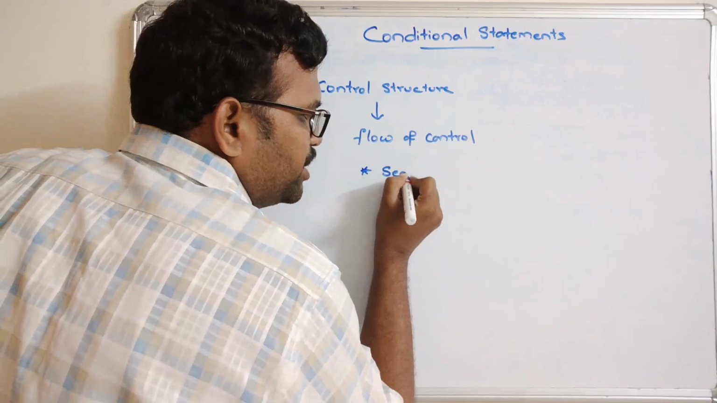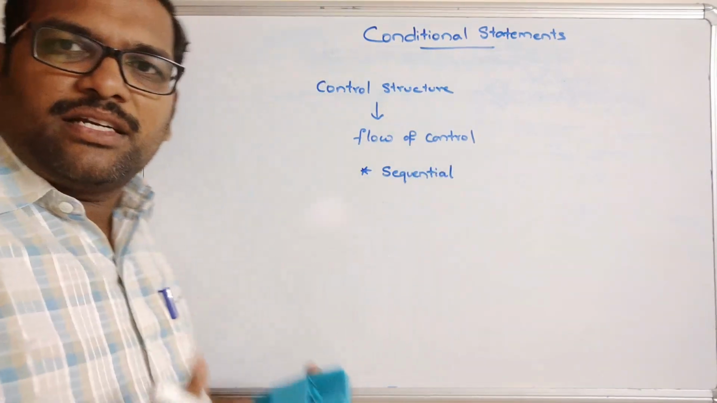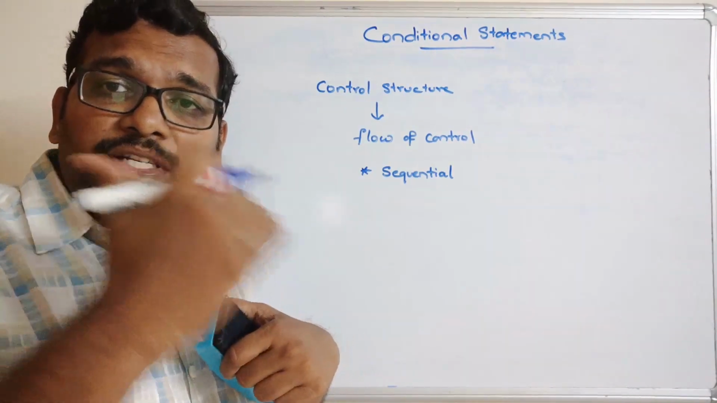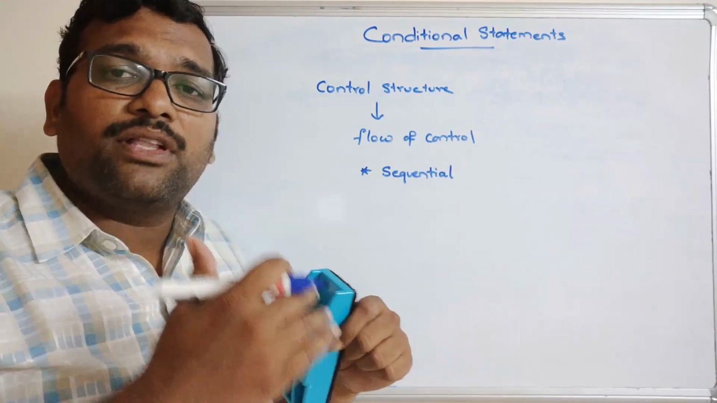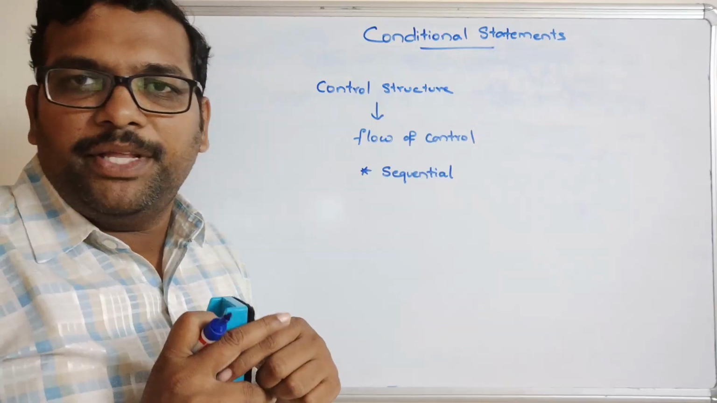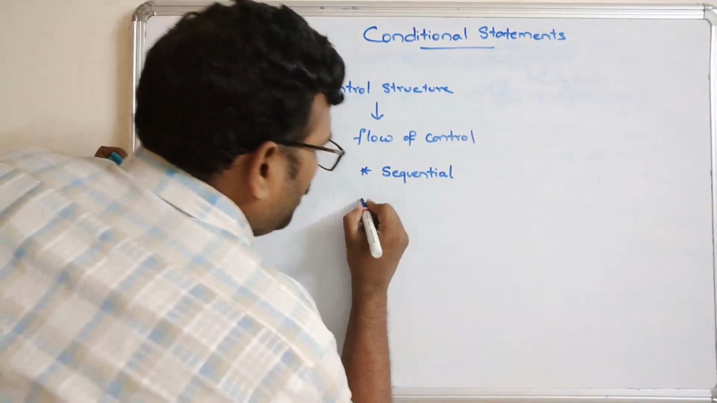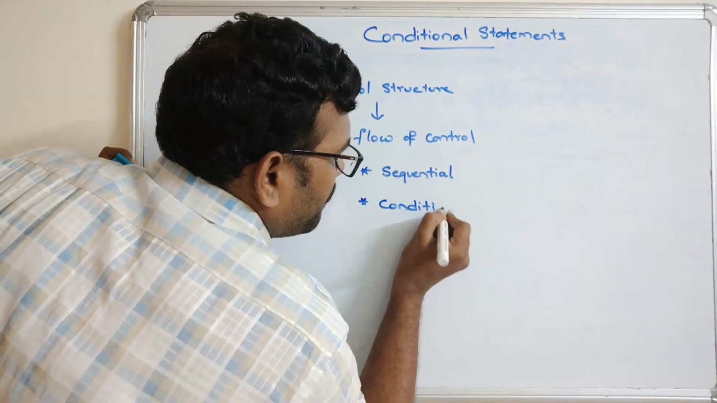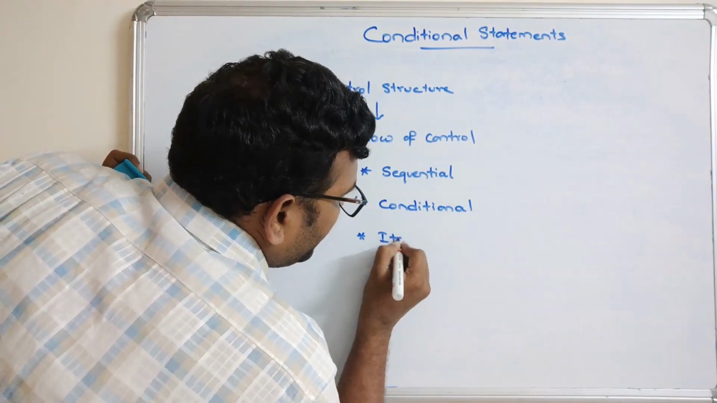One is sequential. Sequential means instruction by instruction. So if you are writing 5 instructions, the first line will be executed, and after that the second, after that the third. In that sequential manner the flow of execution will be there. So that we call a sequential flow. The second one is conditional, and the third one is iterative.